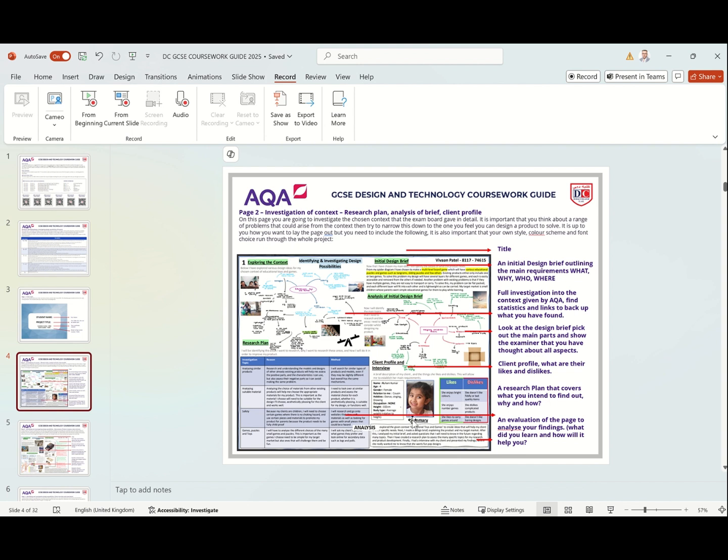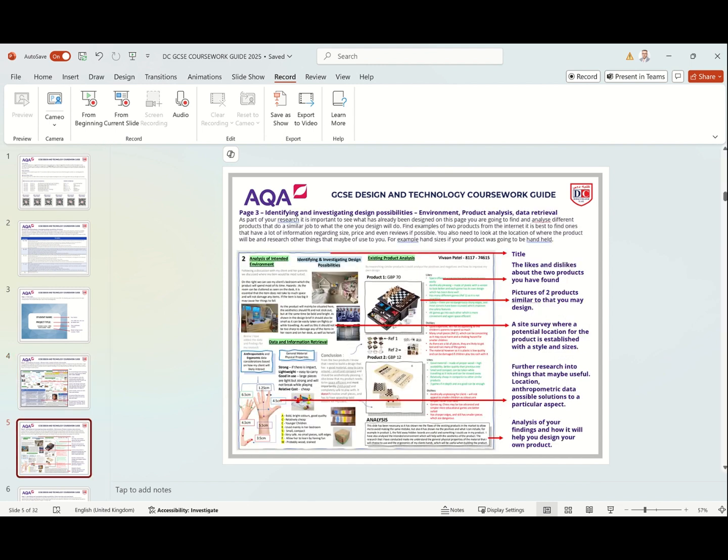And then after this, we are going to have our analysis. Okay, so we analyse everything on this page and talk about why it was useful, how it was useful to you moving forward. And that's basically your first page of research. The second page, this is where we start to identify and investigate design possibilities, thinking about the environment, thinking about analysing products, and analysing and retrieving some data.